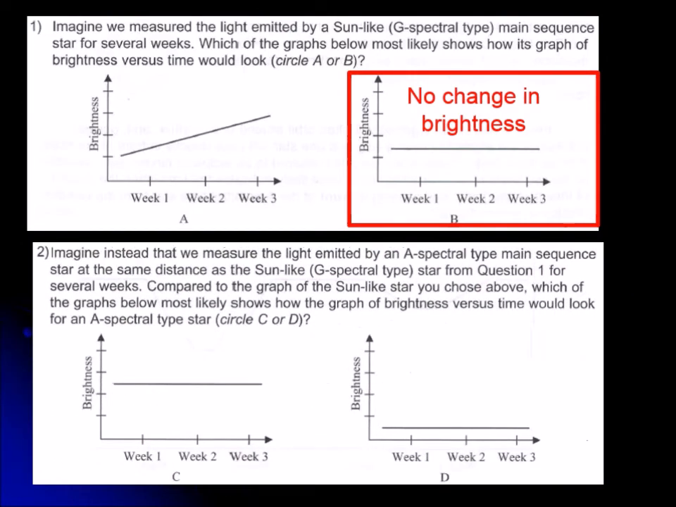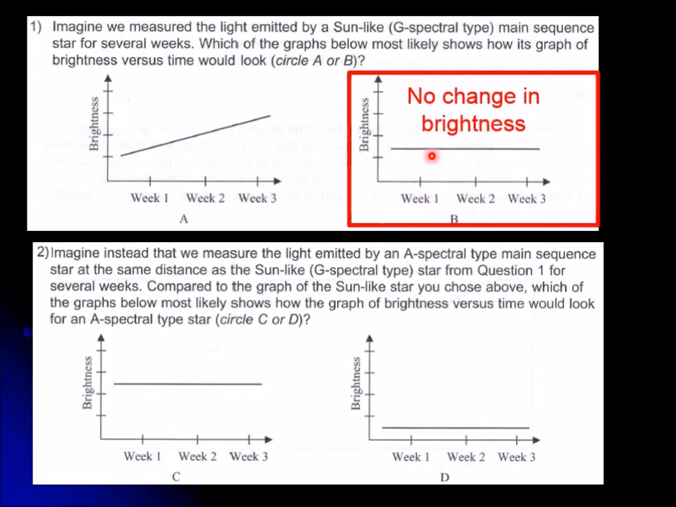Question number 2. It says, imagine that instead we measure the light emitted by an A spectral type main sequence star at the same distance as the sun, the same distance as the sun from question 1, for again 3 weeks. Compared to the graph of the sun star light you showed above, which is this one here, which of these two would show the brightness versus time for the A spectral type star?